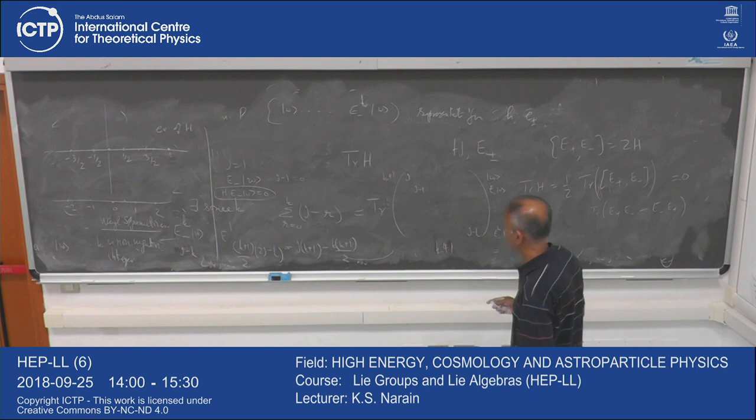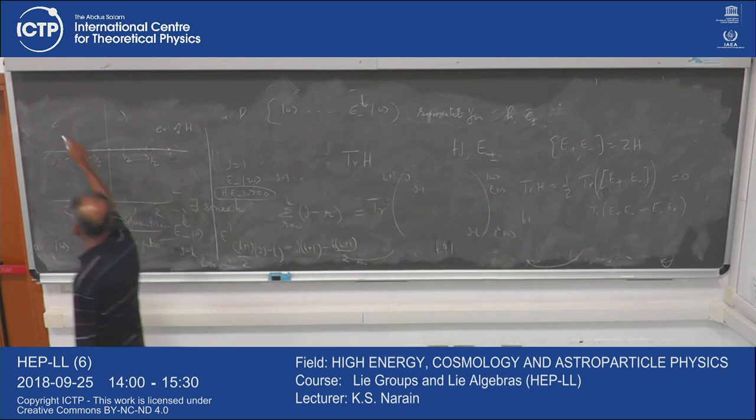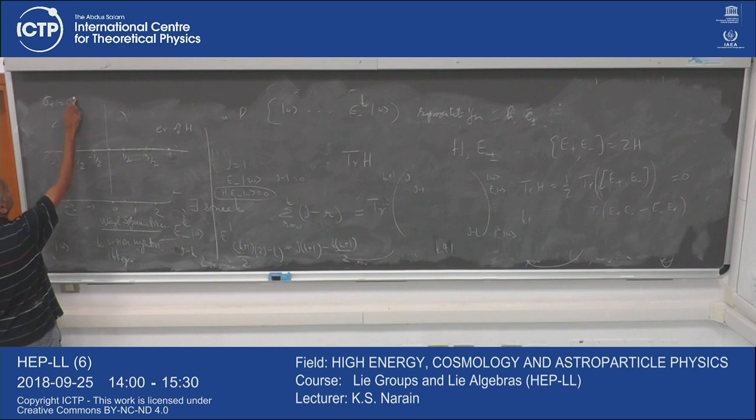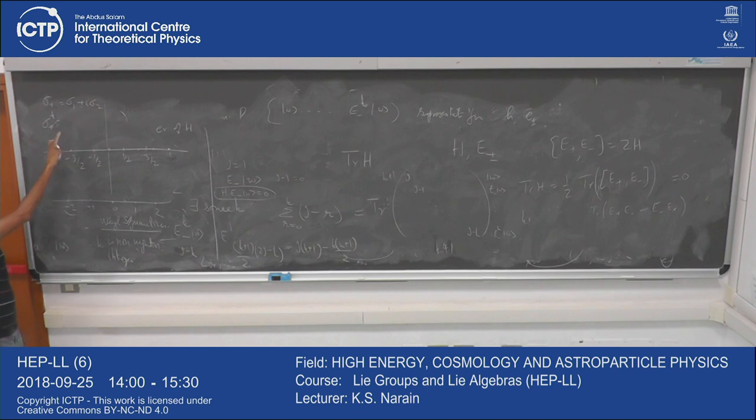Sigma plus or sigma minus is neither Hermitian nor anti-Hermitian. Sigma plus is sigma 1 plus i sigma 2. If I take sigma plus dagger, sigma 1 is Hermitian and sigma 2 is Hermitian, but it will change the sign of i. So it goes to sigma 1 minus i sigma 2, which is sigma minus. So sigma plus dagger is sigma minus. But that's okay. It looks like by considering sigma plus and sigma minus, we have gone to a complexification of the algebra.